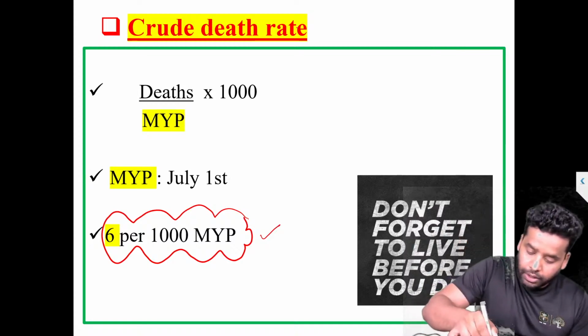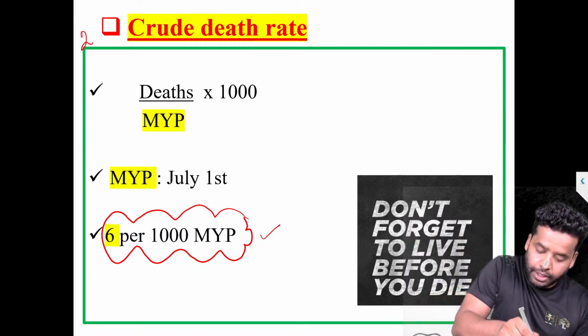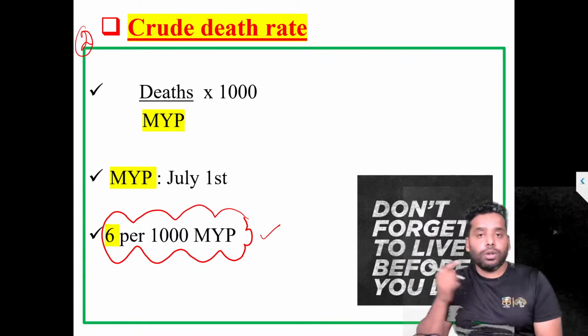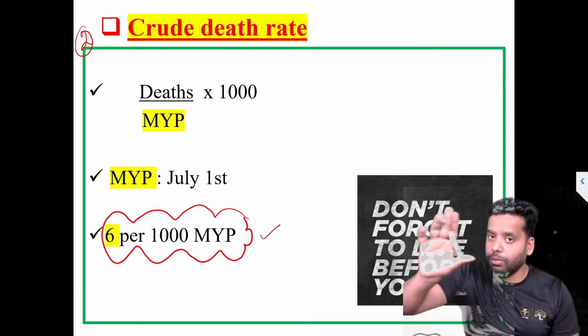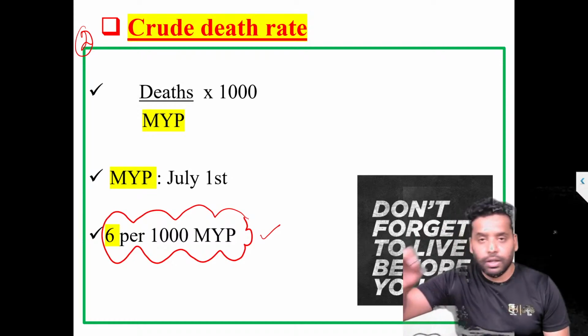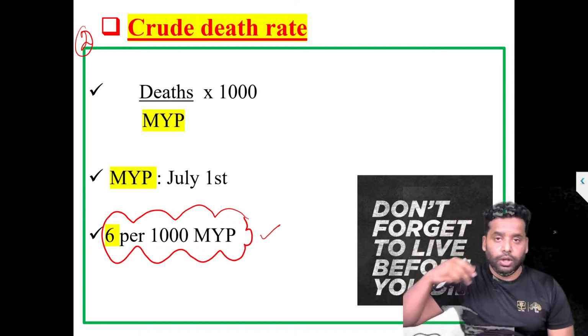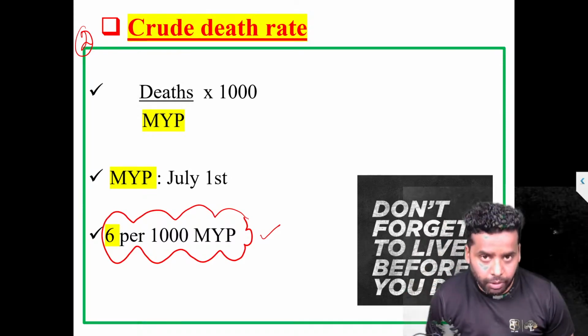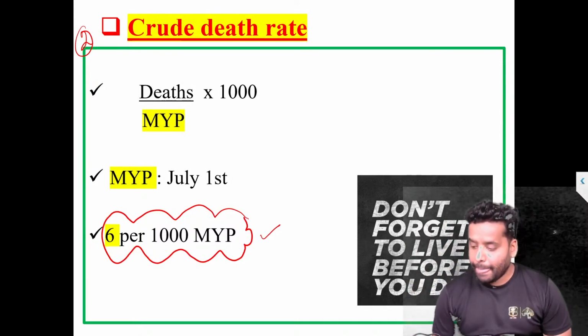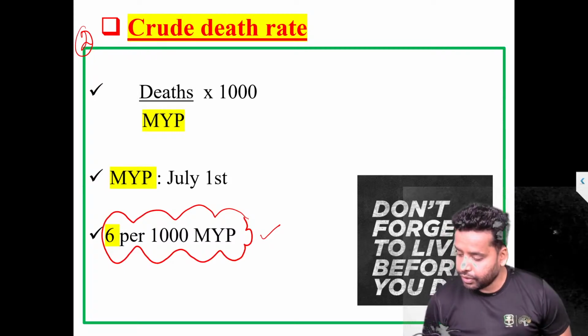How to calculate growth rate using crude death rate, I am asking. Very easy question. One more question I am asking. You are given crude death rate. You want one more thing to calculate growth rate. How to calculate growth rate of the population? Easy question.